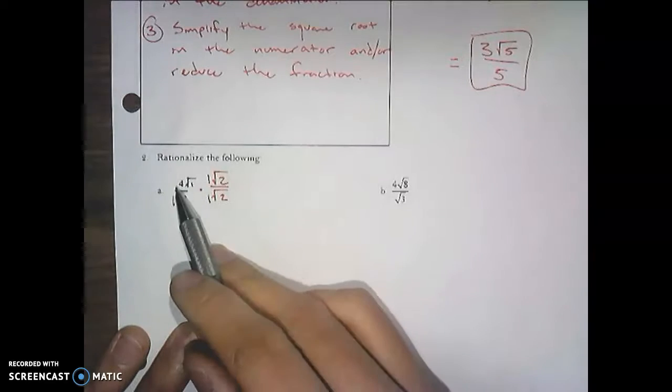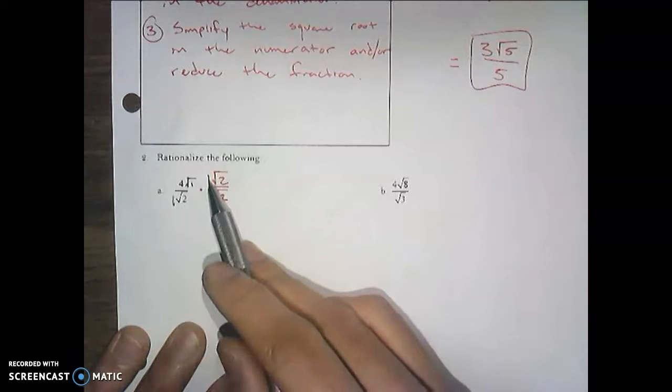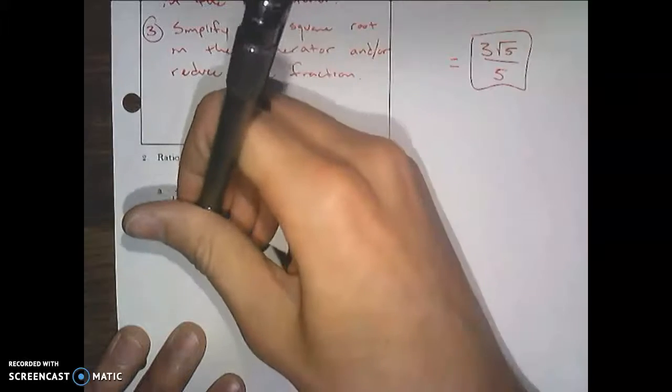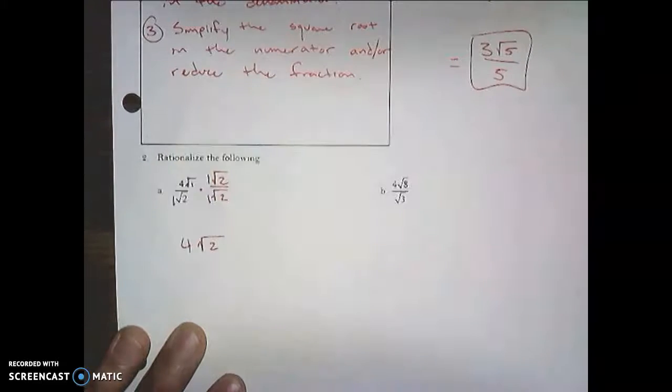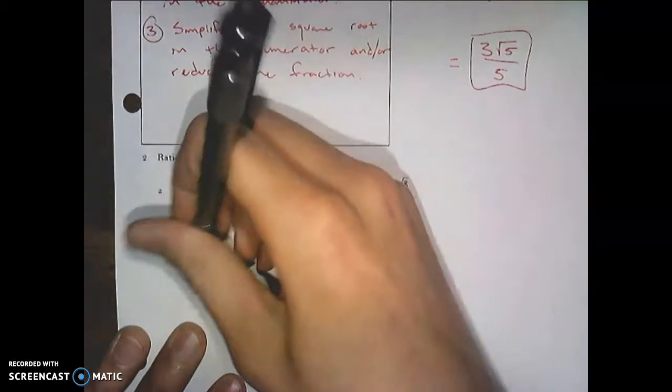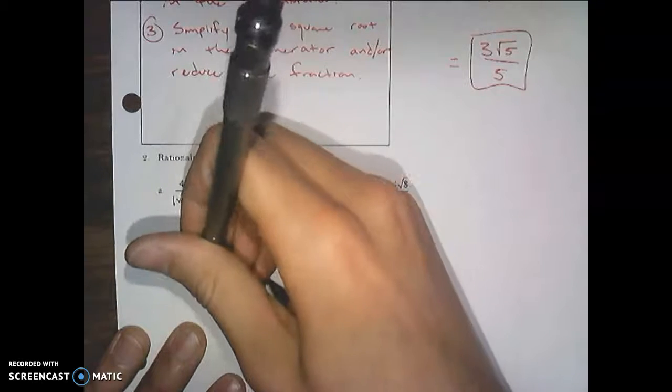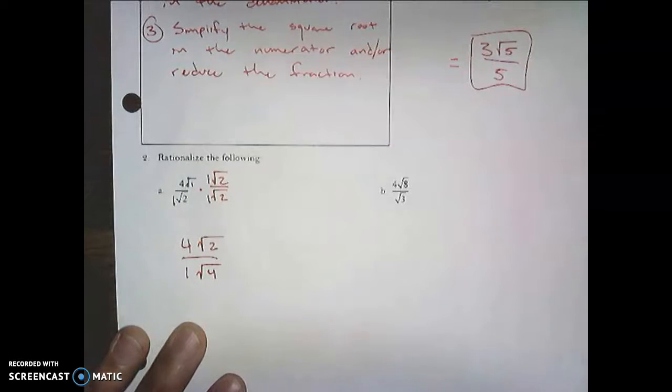So we multiply numbers with numbers. We have 4 times 1 is 4. And then root 1 times root 2 is 1 times 2 is 2. And then in the denominator, we have 1 times 1 is 1. 2 times 2 is 4. So we have square root of 4.